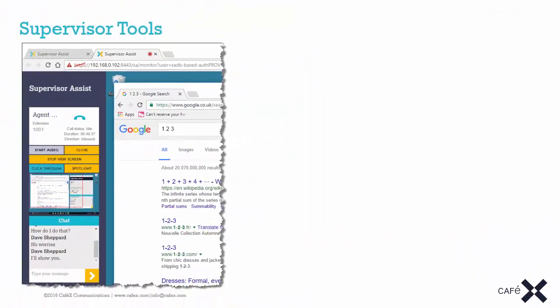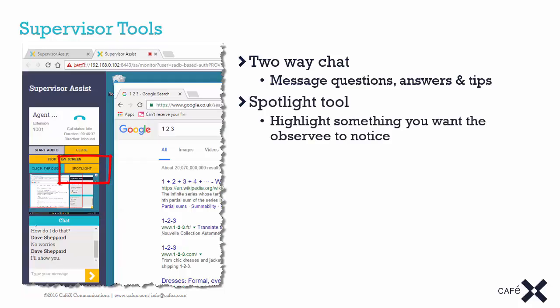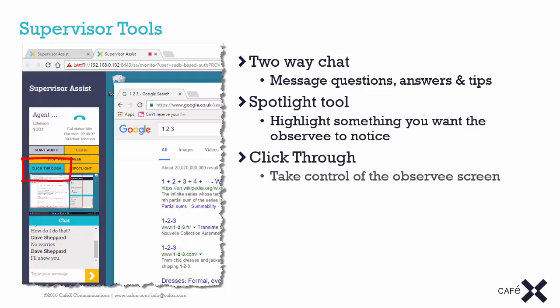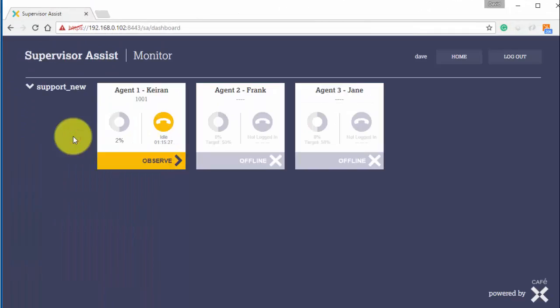So, as observer, during a listening session, I've got great tools to coach and train the observee. There's two-way chat, through which the observee and I can message each other with questions, answers and tips. There's spotlighting, through which I can highlight parts of the screen that I want the observee to notice. And there's click-through, with which I can take complete control of the observee's screen. After the call, back in the observations dashboard, the observee's status is now updated, his percentage calls having increased, and I'm ready to observe my next agent to find my next priority.